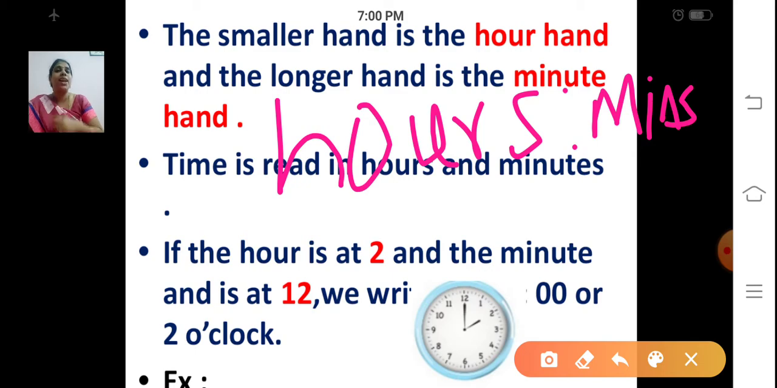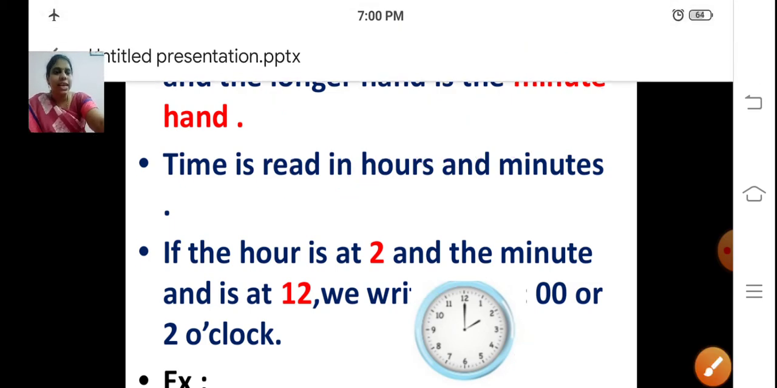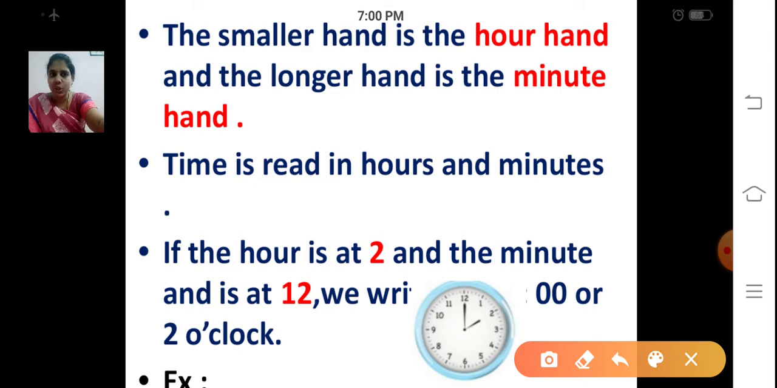Now if the longer hand is at 12, what does it represent? How many minutes is it? 0 minutes. Just see the clock now. Here the smaller hand is at 2. Time is represented by hours and minutes. The smaller hand is at 2, right? That is the hour hand. So write the time 2 o'clock.